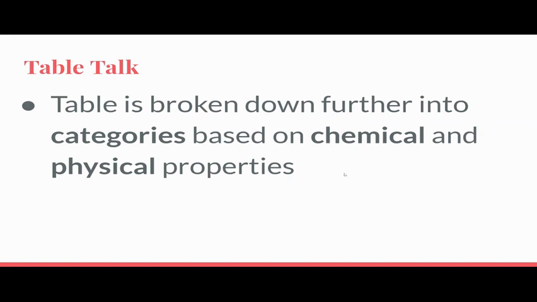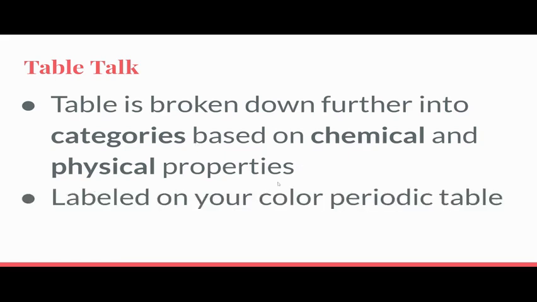A couple other things then. Of course, they're broken down into columns and they're also broken down into rows. So there's groups or families and periods, but then also they are further broken down into more categories. Those categories are based on their chemical and physical properties. So basically how those elements behave. And those categories that we're talking about are the things you labeled the other day. So you'll notice that there are things like the alkali metals, the transition metals, the halogens. Those are categories.